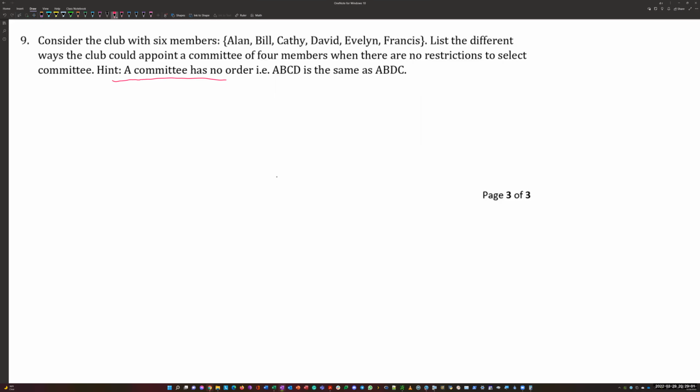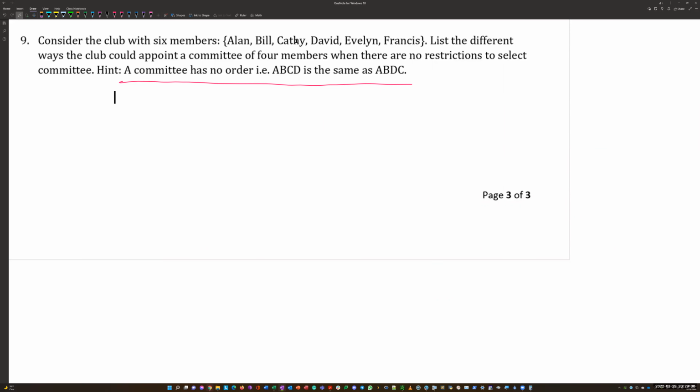Right. You understand why he's saying they're the same? Yes, because there's no specifications. If I say Alan, Bill, Kathy, and David are on the committee, or I say Alan, Bill, David, and Kathy are on the committee, either way it's still the same committee. Does that make sense? Yeah, it's not specific, but yeah.